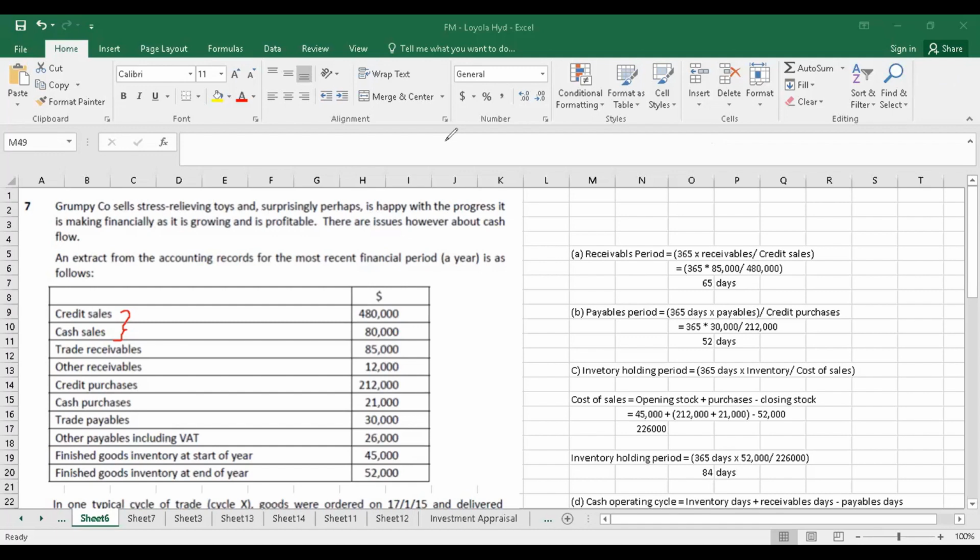Okay, the next one is the payables period, in a similar fashion. When we talk about payables, we need to focus on the fact that there are two different types of payables: trade payables and other payables. Other payables arise on account of certain other transactions, but trade is with respect to the main operating activity, which is buying and selling. So we need to focus on the amount of trade payables alone.